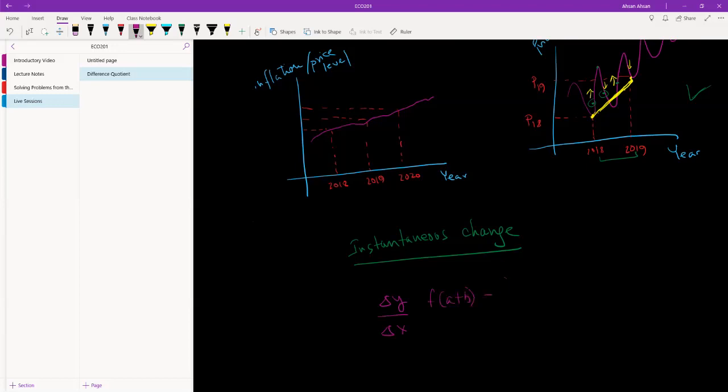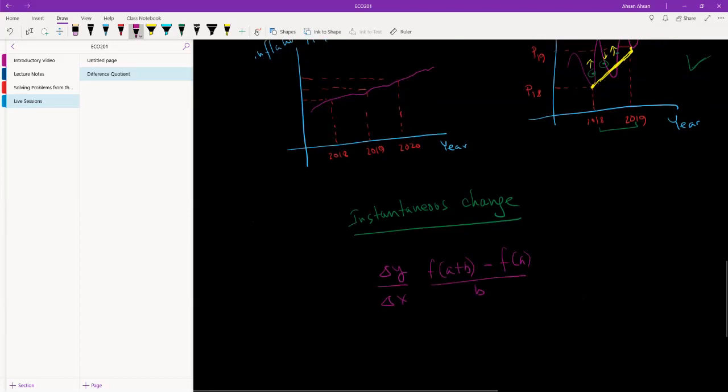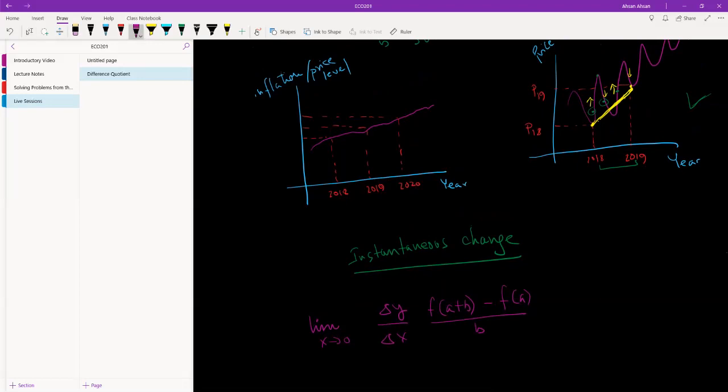f(a + b) minus f(a) divided by b. What we are going to do is we are going to impose a limit, lim, and the limit is going to be that x is going to approach 0. Okay, so what does this mean? When we say x approaches 0, we're not saying x is equal to 0. Of course, if there is no change in x, there is no change in y. So effectively, this whole thing is 0. There's no change. We're not saying x is equal to 0.